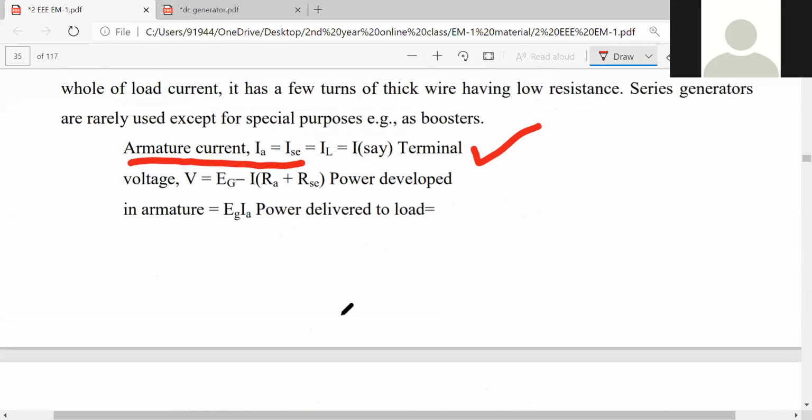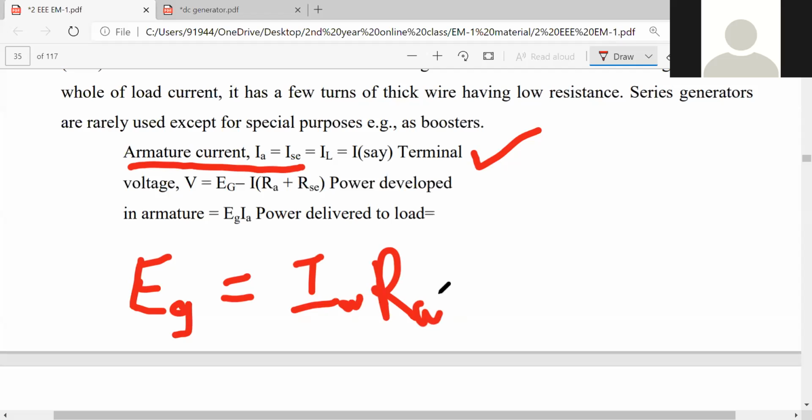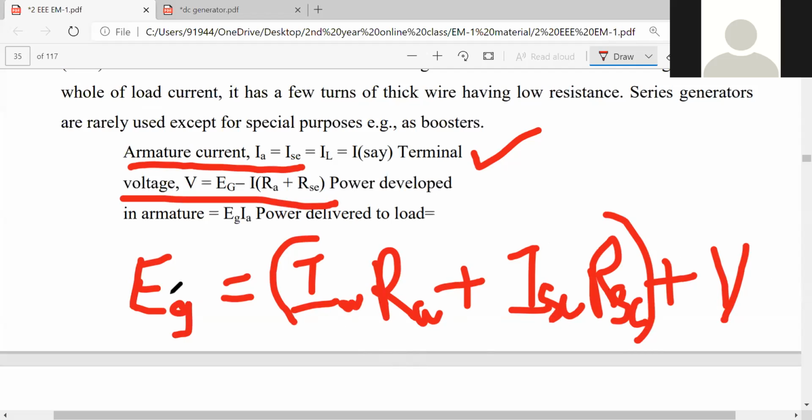Total generated voltage equals the three drops. So EG equals the voltage drop across the armature, IA RA, plus the voltage drop across the series field winding, ISC RSC, plus the voltage drop across the load. We know that the voltage drop across the load equals V. So from this, V equals EG minus the total term. EG is the source.